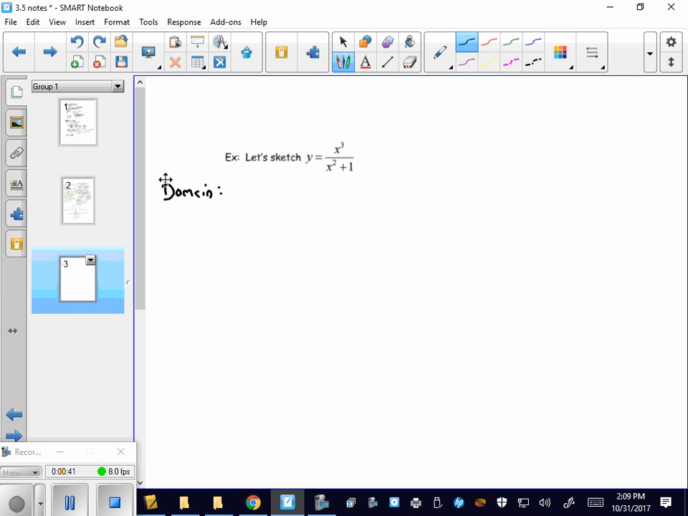Well, let's see. The domain, anything can be plugged into the numerator. X squared plus 1 is never going to equal 0, so the domain here is all real numbers, which is kind of nice. There's no domain restrictions. We need the x and y intercepts.